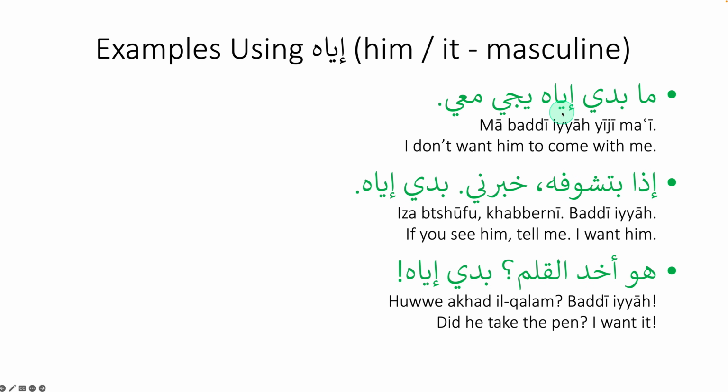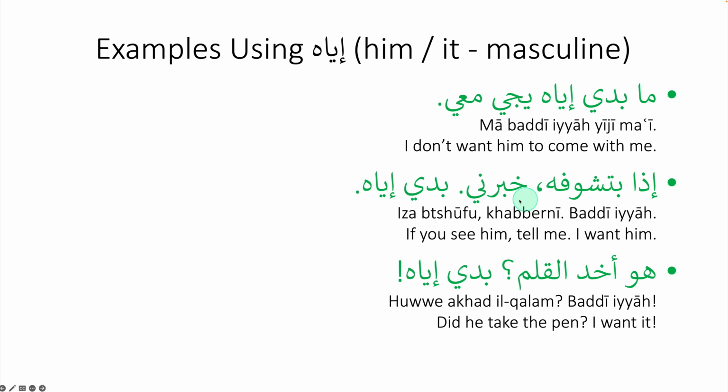ما بدي إياه يجي معي. ما بدي, I don't want. إياه, which means him. يجي, to come, معي, with me. So here we use إياه to put emphasis that I really don't want him to come with me. So there it's the use.